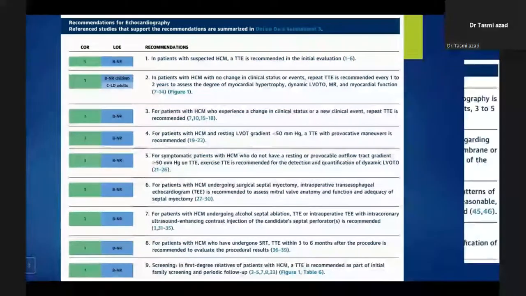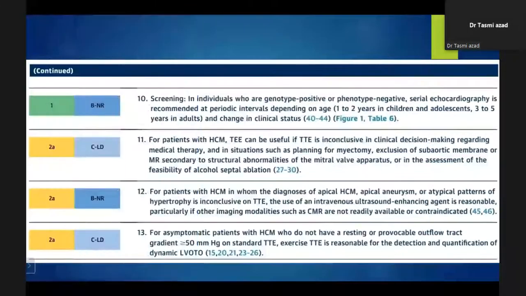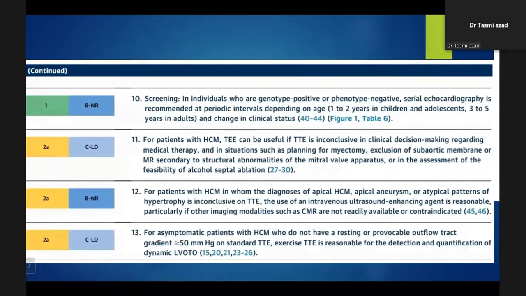Another class 1 recommendation for transesophageal echo, as I'm showing with the pointer, is that it can be useful if the transthoracic echo is inconclusive in clinical decision making regarding medical therapy, and in situations such as planning of myectomy, that is septal reduction therapy. So the main theme is that transthoracic echo is the fundamental imaging modality, and transesophageal echo has one class 1 indication, intraoperative during septal reduction therapy, and a class 2A indication if the transthoracic echo is inconclusive.